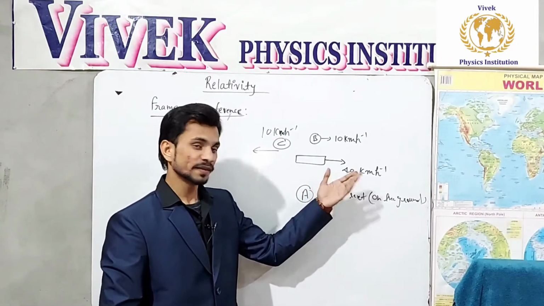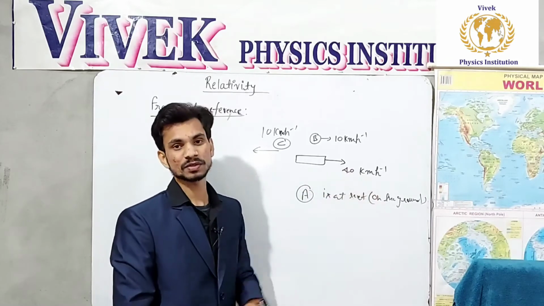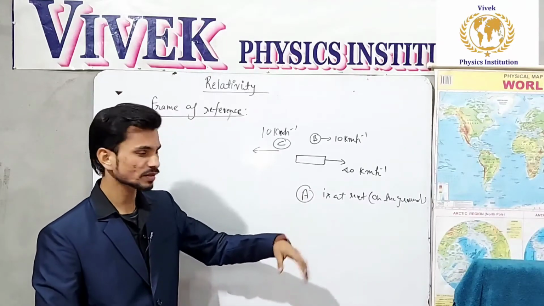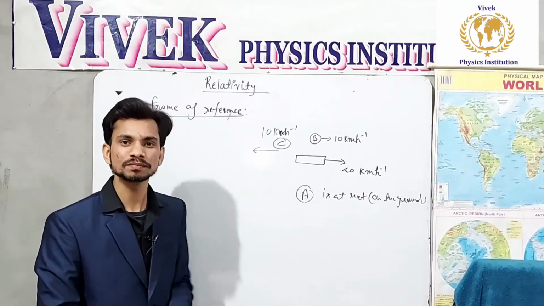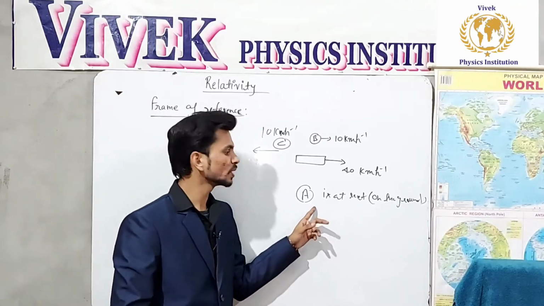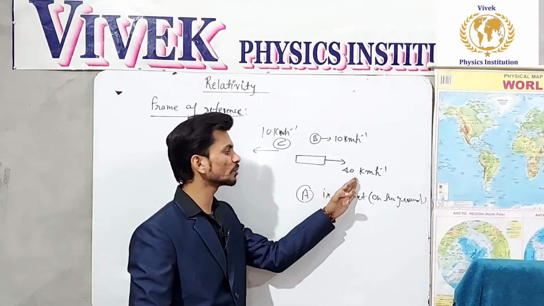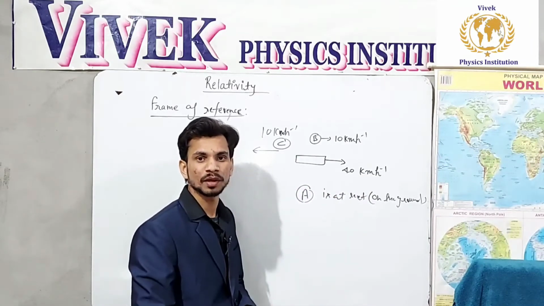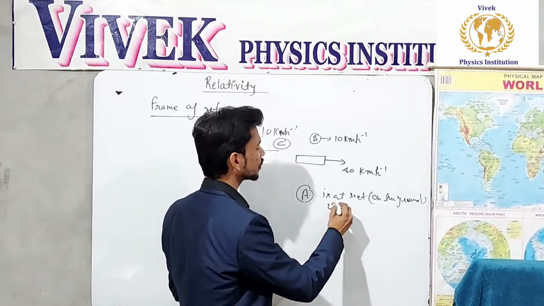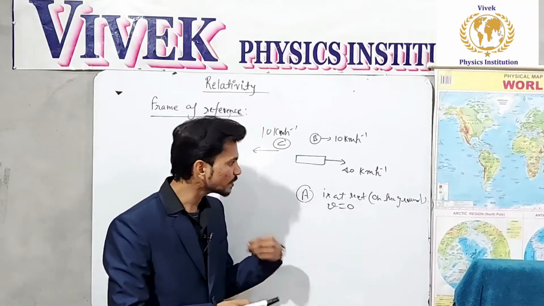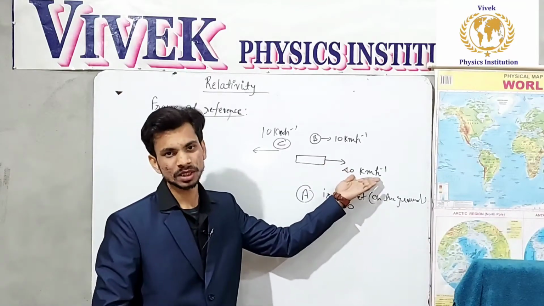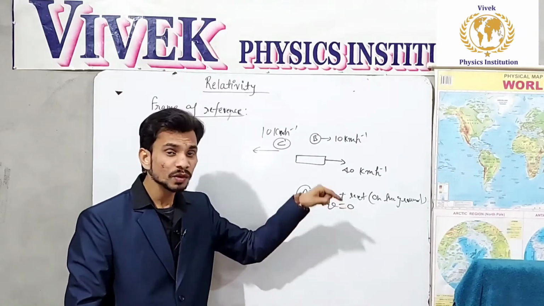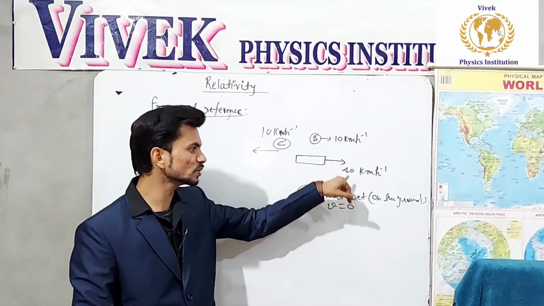Suppose someone tells you that the speed of this train is 40 km/h. So what are the observations of the three persons? This person A will say the train is moving at 40 km/h as it is, because he is at rest on the ground and his velocity is 0, so whatever speed the train is moving with will be observed by him. So again you are comparing the velocity of this person to the velocity of the train.